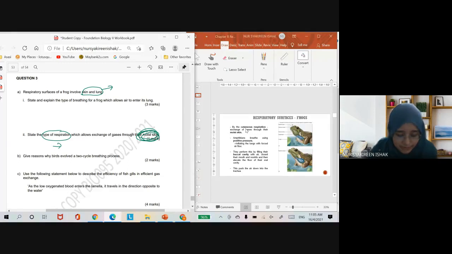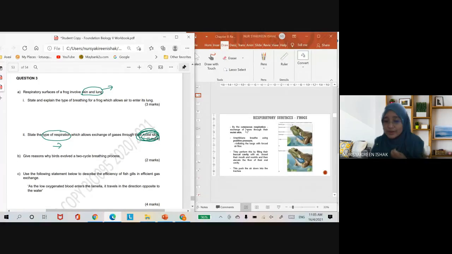B, give reasons why bird evolve two-cycle breathing processes. Two-cycle breathing process untuk bird, ya. So this is to allow the bird to efficiently extract oxygen from the air during breathing, especially when the bird is flying lah. So the flying of the bird requires more energy, more oxygen supply, so that the bird can produce more energy. Okay, so flying is a high metabolic activity. It requires more oxygen to produce more energy.